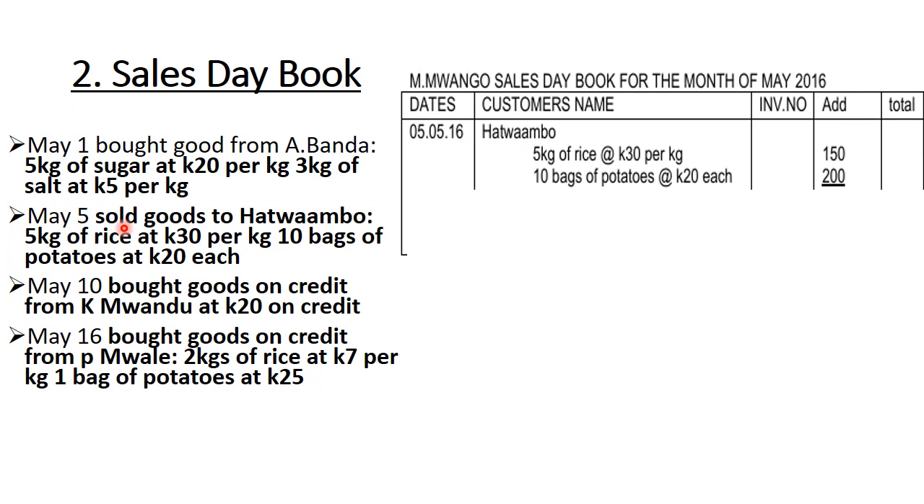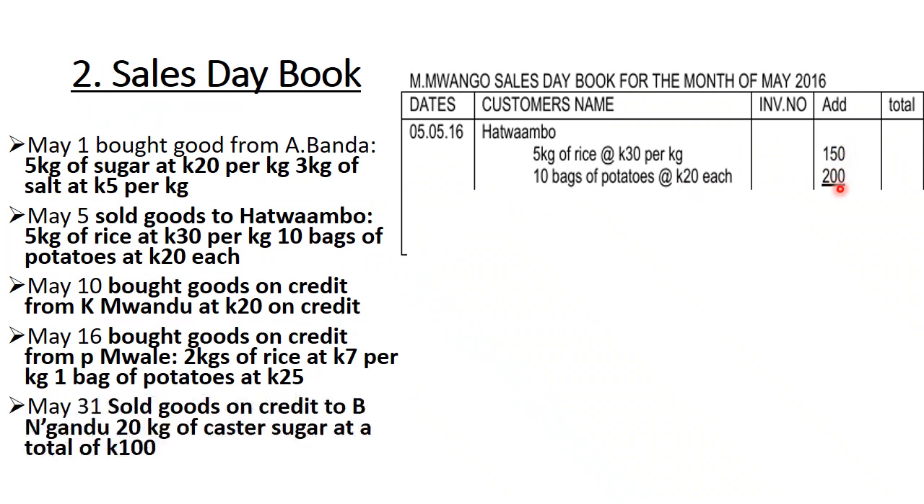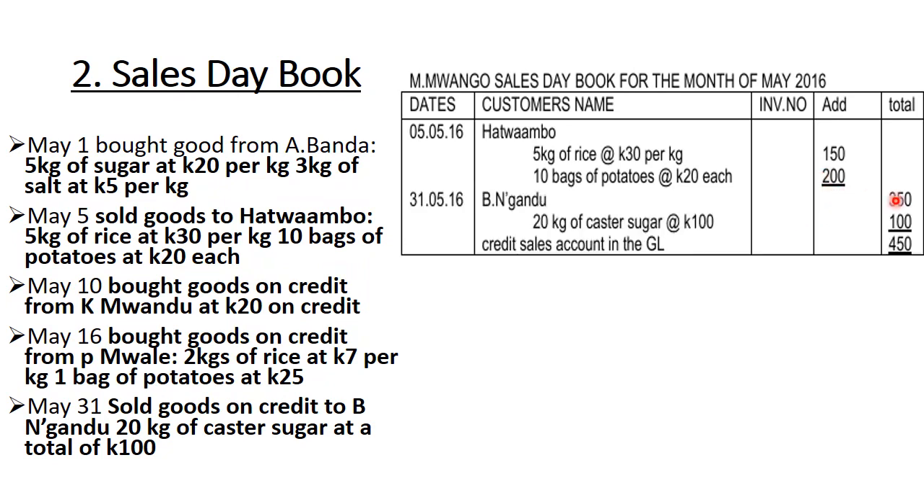Okay, so we're going to record our sales from Hatwambo. So we sold Hatwambo 5 kg of rice, each costing 30 kwacha, meaning the total is 5 times 30, 150. Then 10 bags of potatoes, each costing 20 kwacha. So 10 times 20 is 200. So when we add 150 plus 200, we're going to get 350, right?